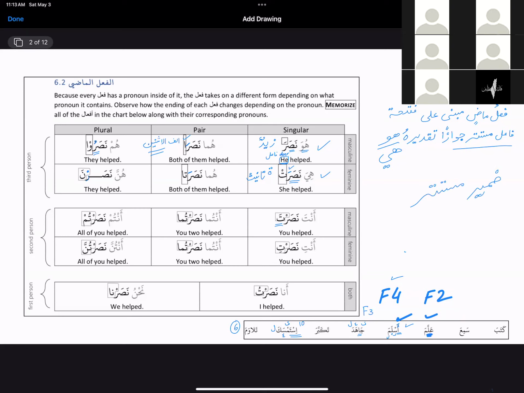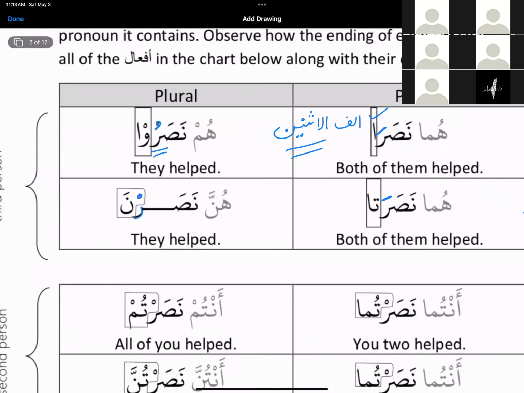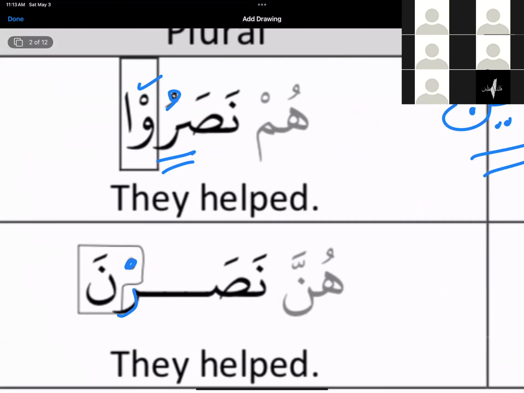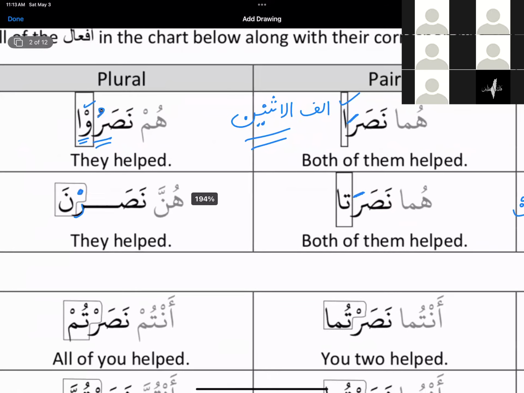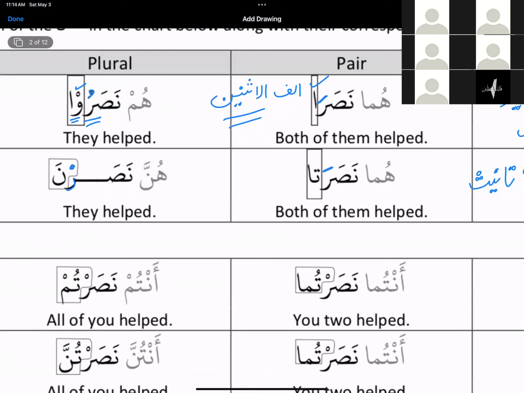So the damir, mustatir, and baris. Baris means you can see, so it is visible, like zahir. An example of mustatir is Hua and Hiya. And baris is where I can see this alif ithnain over here, or this waw jama'a over here. So this waw is the fa'il, telling me that the inbuilt pronoun is hum. So this is damir baris, and even in Nasarata this alif is alif ithnain, damir baris.